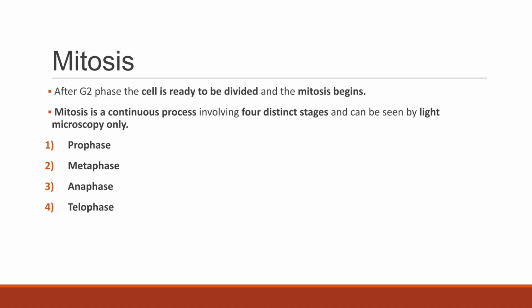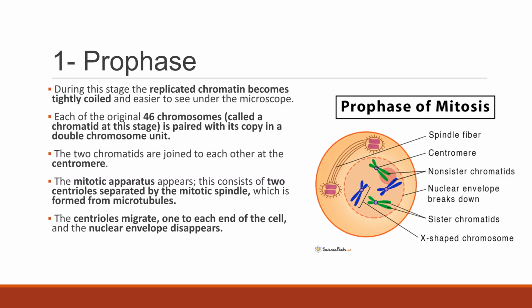Mitosis is a continuous process with four distinct stages: prophase, metaphase, anaphase, and telophase, which can be seen by light microscopy. During prophase, the replicated chromatin coils tightly and becomes easier to see. Each chromosome is paired with its copy, forming a double chromosome unit joined at the centromere. The mitotic apparatus appears, and the nuclear envelope disappears.